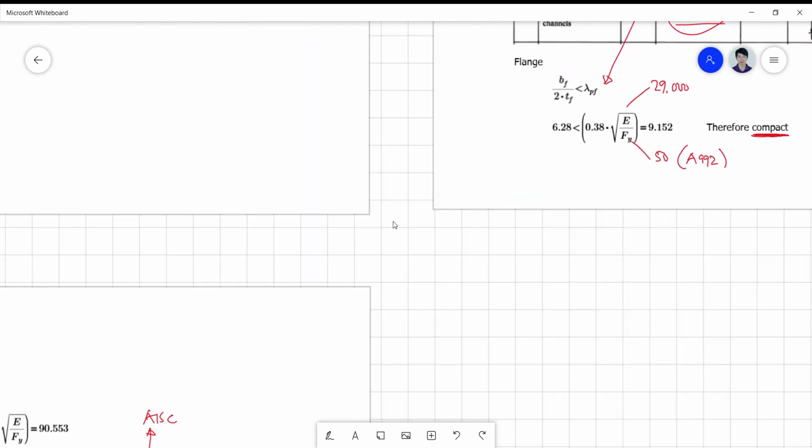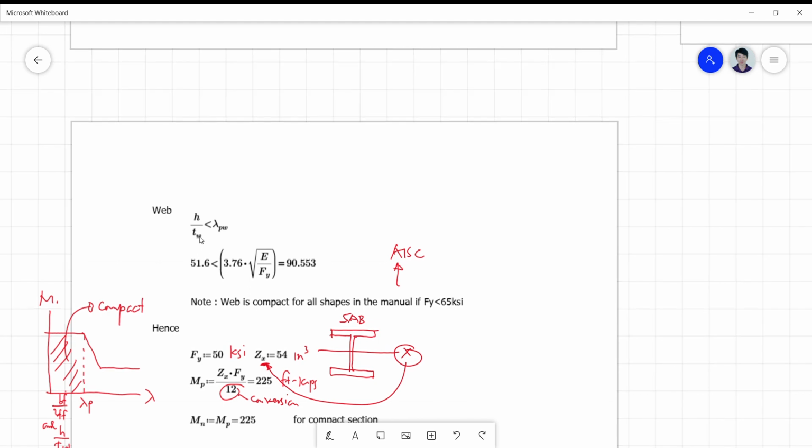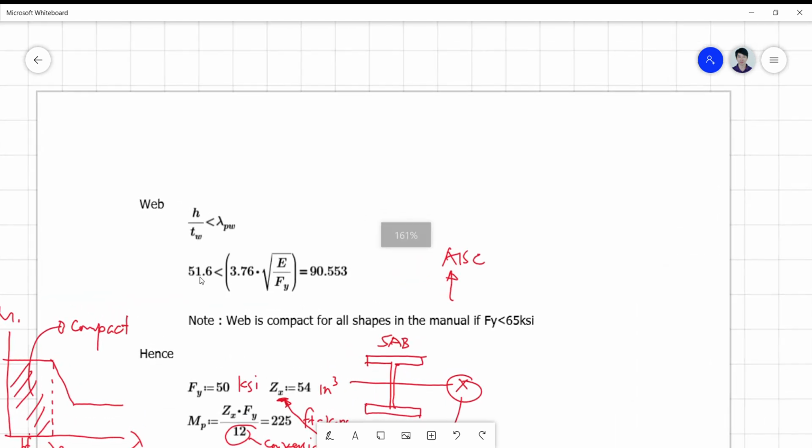And also for your web, which is the stiffened part, we simply compare 51.6, your h over tw, with that of the lambda p for the web by substituting again the values of E and Fy in this formula. We now compare 51.6 less than 90.53. Therefore, the web is also a compact web. Okay, and take note of this.